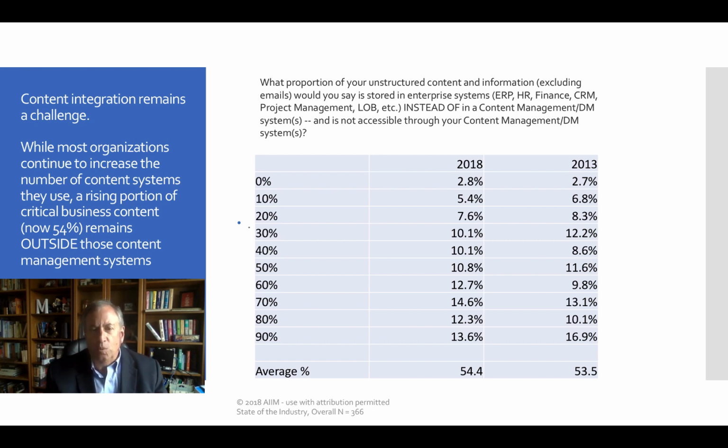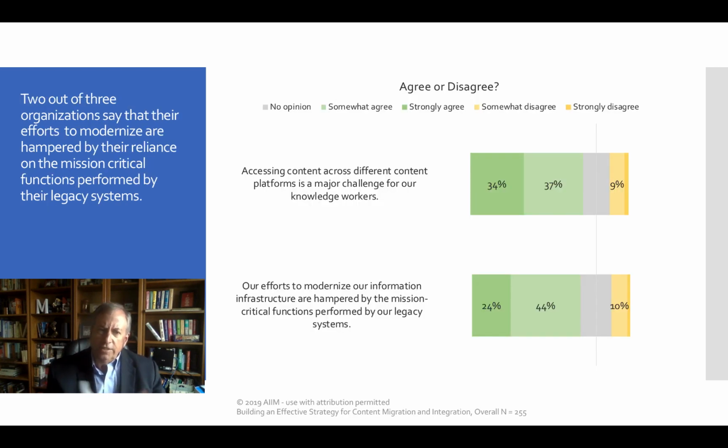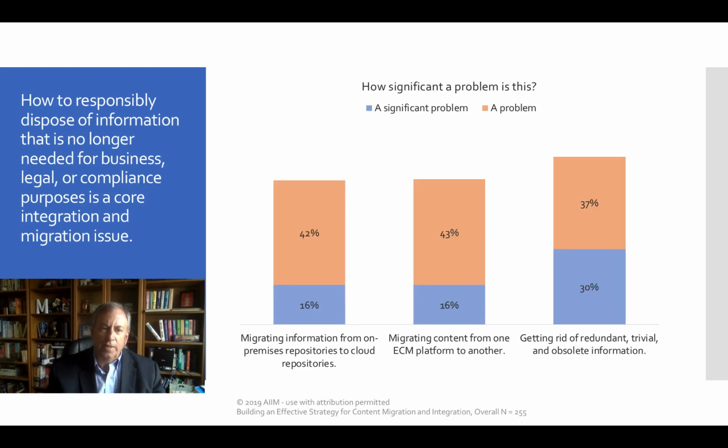So this question, when we ask people, 2 out of 3 organizations say that their efforts to modernize are hampered by their reliance on legacy systems. And they further say that accessing content across different content platforms is a major challenge for knowledge workers. So clearly a business problem set that is driving people to think about this rationalization and integration challenge.